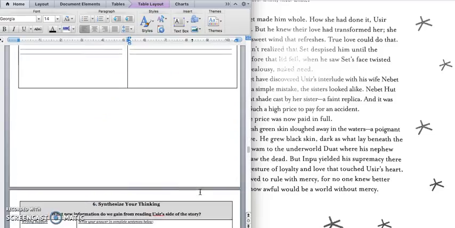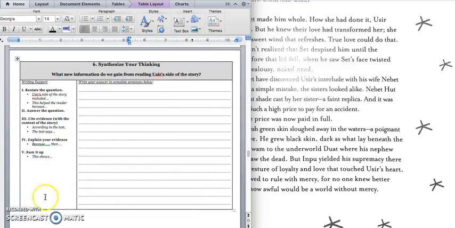All right, and so you can go ahead and jot down some notes for the paragraph in this writing support section. Just what new pieces of information you think we gained from Usir's side of the story. But don't start your paragraph yet.